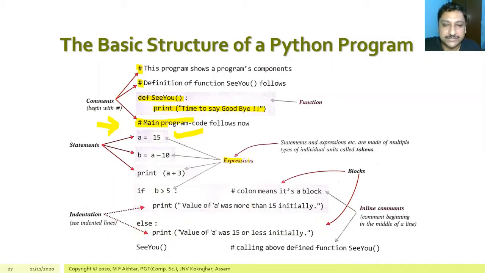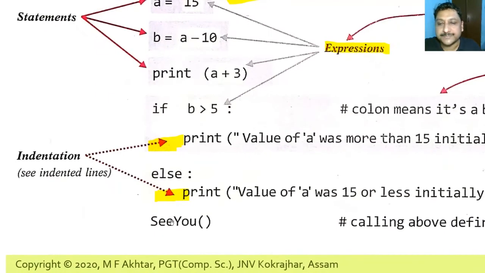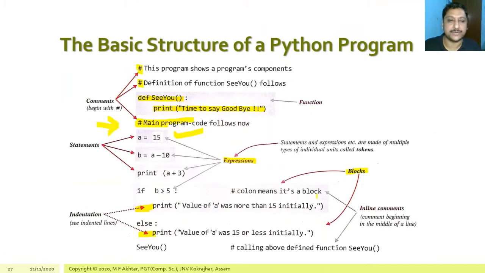These are the expressions: a equals 15, b equals a minus 10, print a plus 3. These are known as expressions. Some are known as blocks. Blocks means when we write a program, some spaces are given before the statement. The previous statement starts from the left side, but the next statements start after some spaces. These are known as blocks.